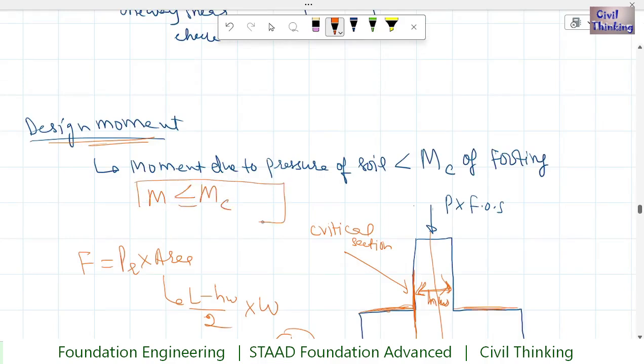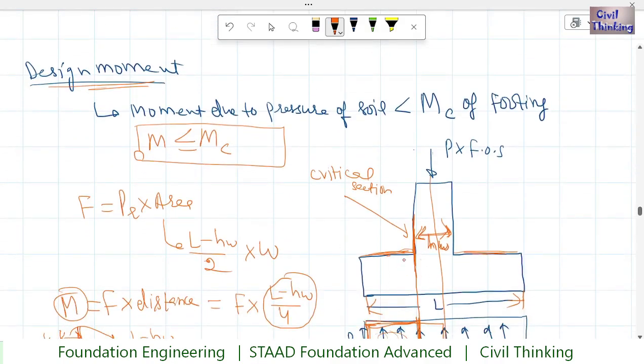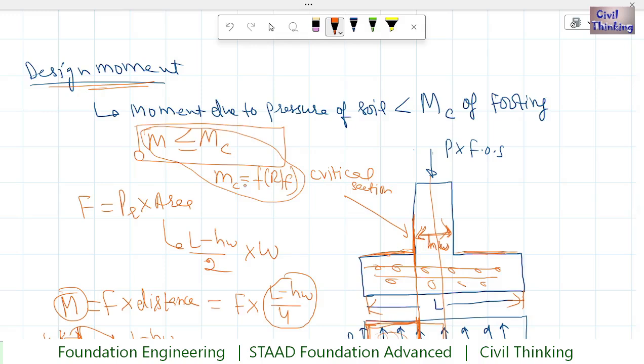Now MC is the moment capacity, the moment bearing capacity of the foundation. Now the moment is resisted by the reinforcement. So this moment capacity is a function of the amount of reinforcement, the area of reinforcement. So from this equation you will also get the required area of reinforcement. That's why I have told you that in the ultimate design we are also going to get the amount of reinforcement. So this was check 1, so let us move on to check 2.